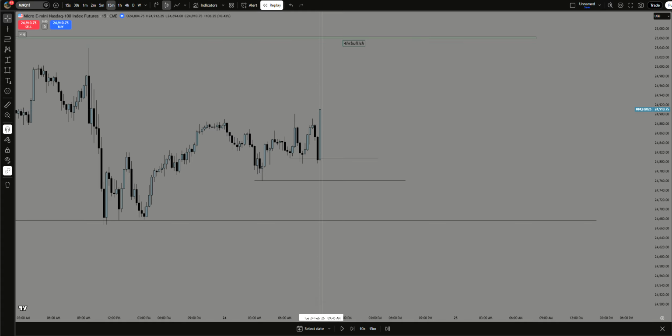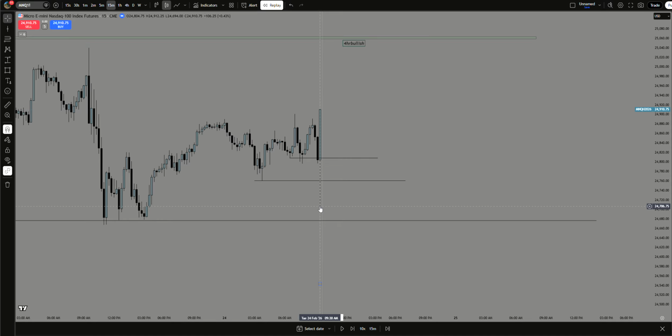So we ended up closing this 15-minute back above. So basically all we did here was just grab liquidity here without coming this far down, which is where I wanted to come down to. And I didn't get a clean entry like I wanted to down here.